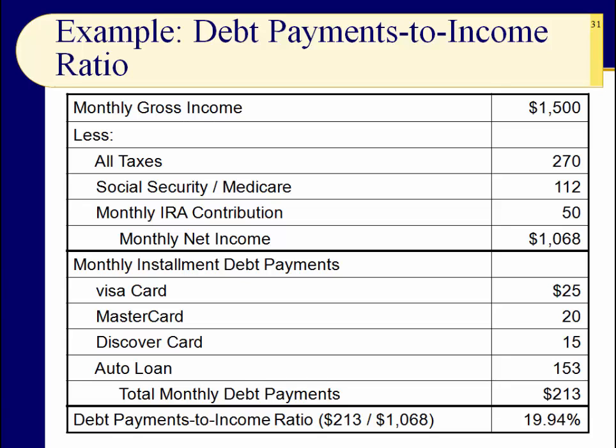So this is an example. You take your monthly gross income, 1,500, you deduct all your taxes, the Social Security, Medicare, your monthly IRA contribution, and you get your monthly net income. Also, you calculate your monthly installment debt payments. You know, your Visa card, your MasterCard, your Discover card, $15, your auto loan, $153. So your total monthly debt payments are $213. So 213 divided by 1068 gives you the debt payment to income ratio, and it is 19.94%, which is, as I said, high, but some people don't have a problem with that, but it is a high ratio.